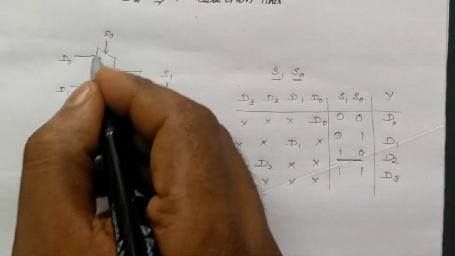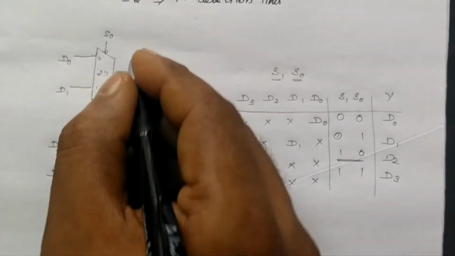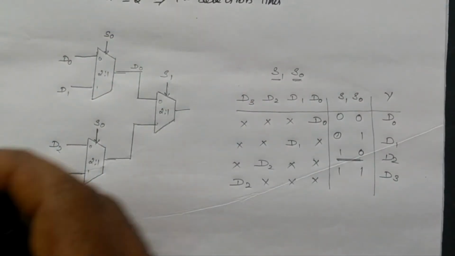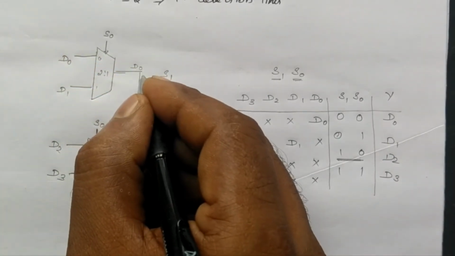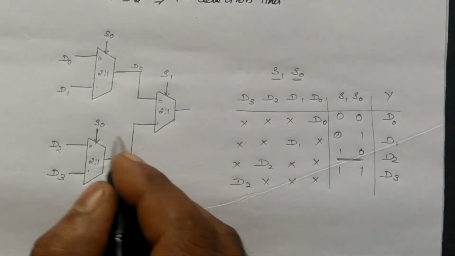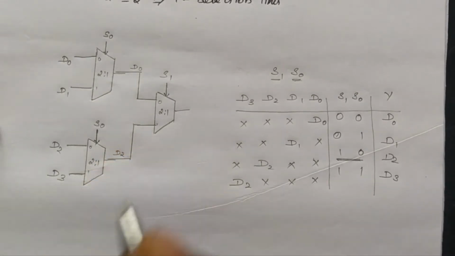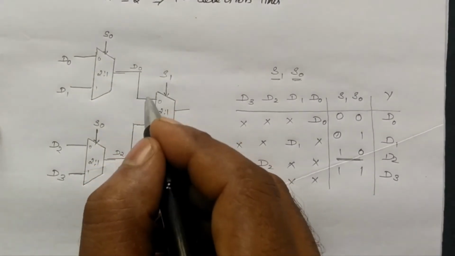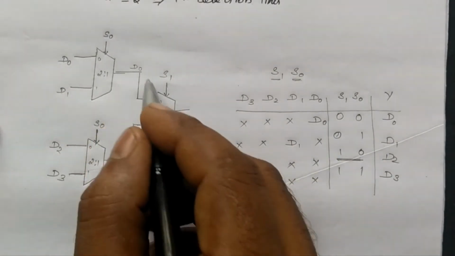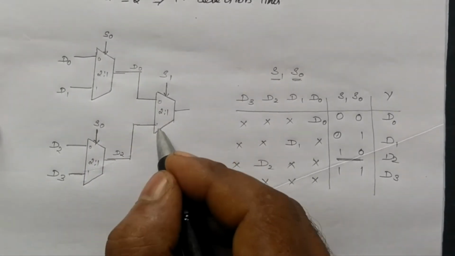Here in this 2:1 MUX, we are giving the S0 value as 0. Therefore, at the output, D0 will be selected. So this D0 will be passed through to the output. Likewise here, S0 is 0. Therefore, the D2 value will be transferred to the output. That will be connected to the next 2:1 MUX. So here the first input D0 is connected, and in the second input D2 is connected.